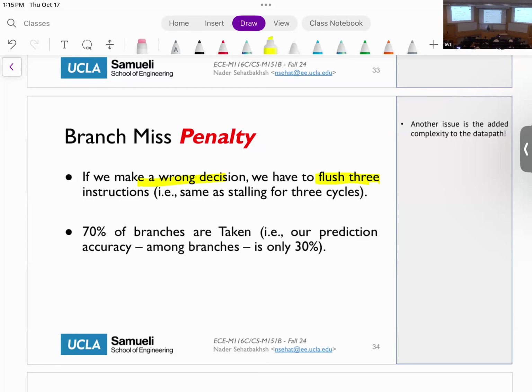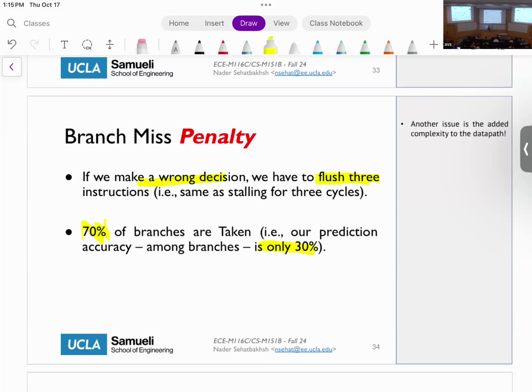And again, if you remember, for example, if we come up with this arbitrary number that, okay, 70% of the branches are taken, then we are good only 30% of the time, right?